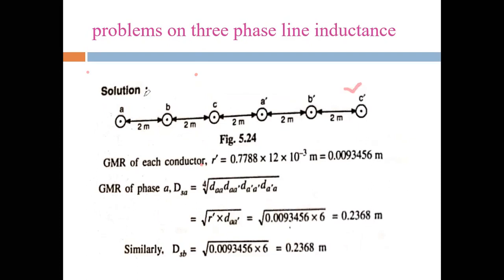This is C dash and this is A. Okay, what is the distance? That is 2 meters plus 2 meters plus 2 meters plus 2 meters. Okay, 2 plus 2, 4. 4 plus 2, 6. 6 plus 2, 8. 8 plus 2, 10. Okay, that is the distance between the C dash to A.